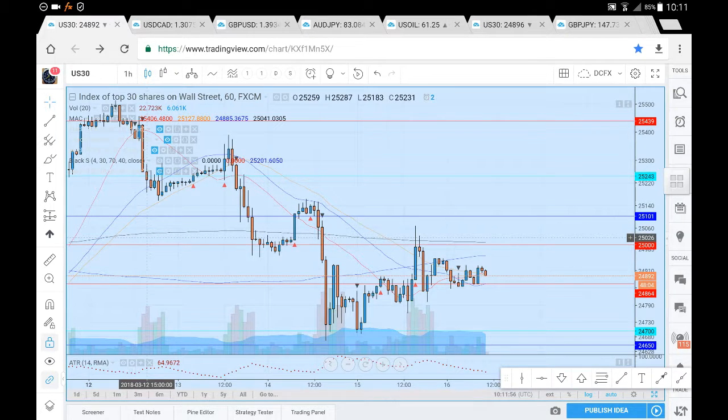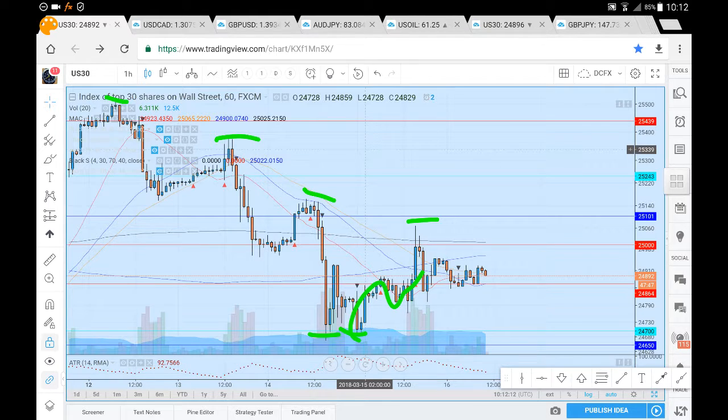So this is the US 30 analysis for Friday the 16th of March. Now let's have a look at where prices may likely go. Previously we saw a series of lower highs towards this 24,700, from which we did see buy side momentum return to the market.